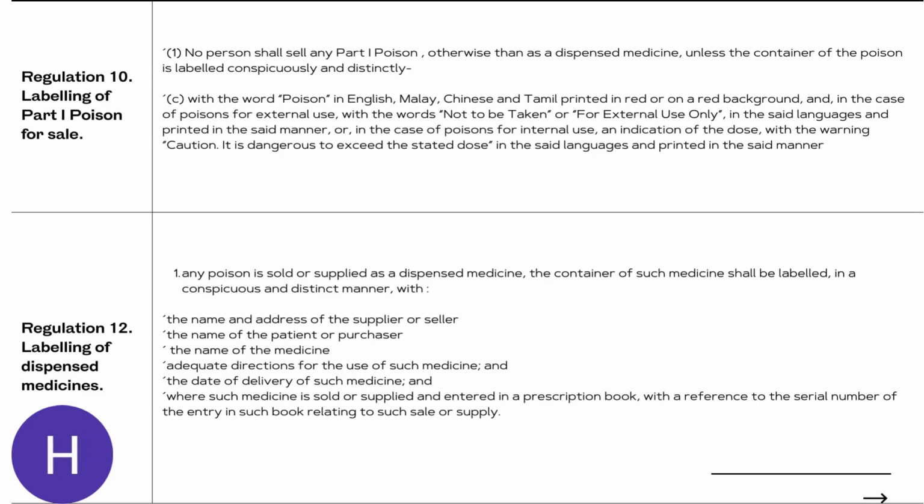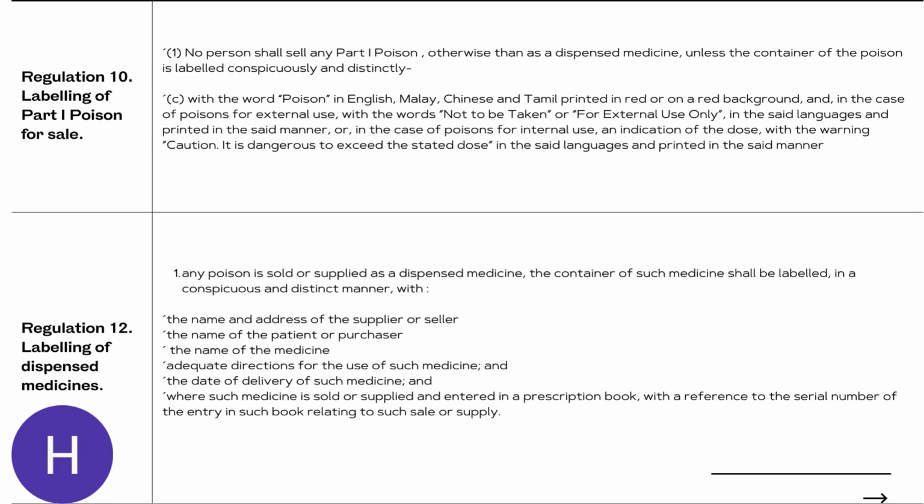It mentions that the container of the poison must be labeled. The first is with the word "poison" printed in red font or with a red background. And if the poison or medication is intended to be used externally, another label, "not to be taken" or "for external use only," must be pasted on the container as well, and the words of caution must be labeled as well.